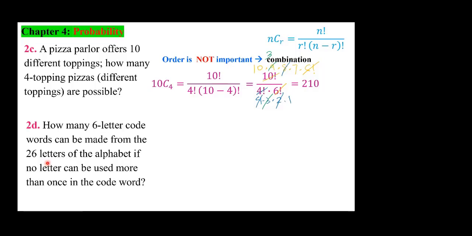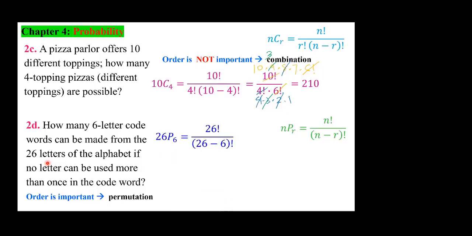that difficult. How many 6-letter code words can be made from the 26 letters of the alphabet if no letter can be used more than once in the code word? Again, whether the order is important or not matters. You're dealing with a code word, and order is important because AB would have a different meaning than BA if you're coming up with a password, let's say. Therefore, we use a permutation and the formula as follows.